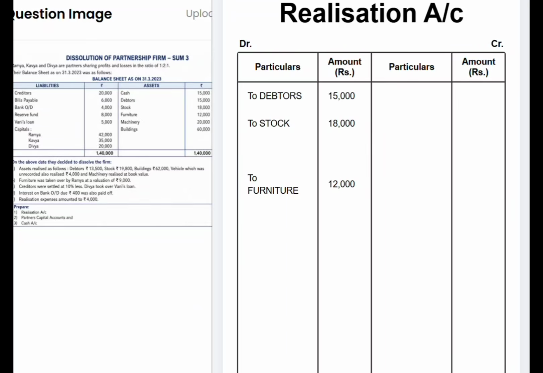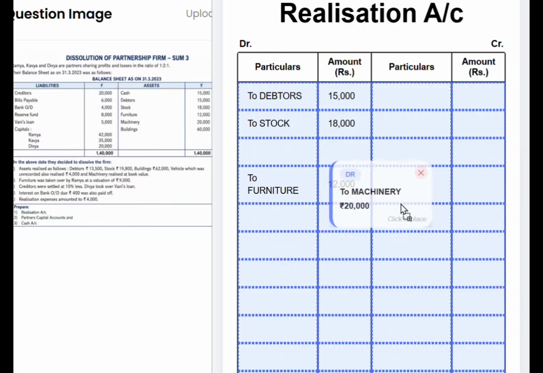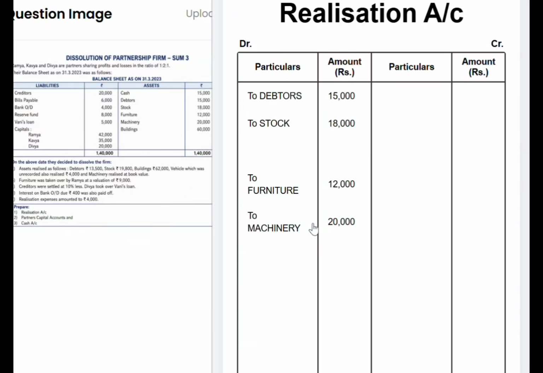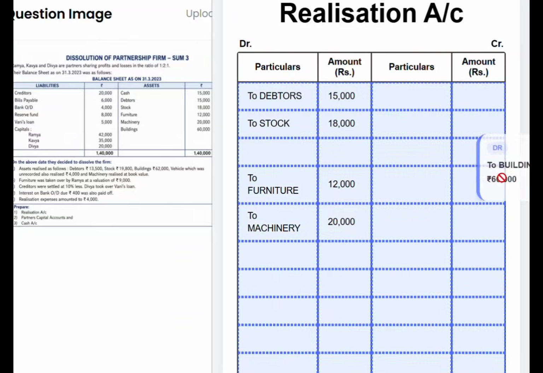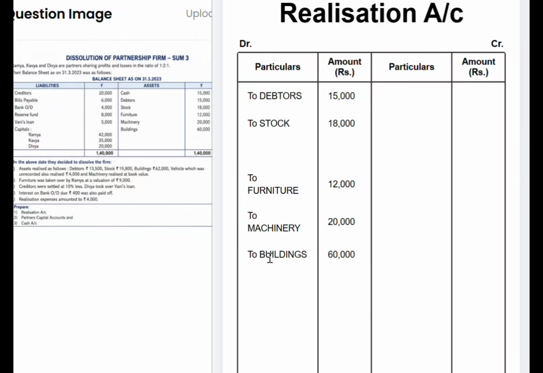The next asset what we have is the machinery account. So machinery will be to machinery, 20,000, and the other asset is the buildings. So to buildings, 60,000. So we have taken all the assets on the debit side of realization account to close the assets.